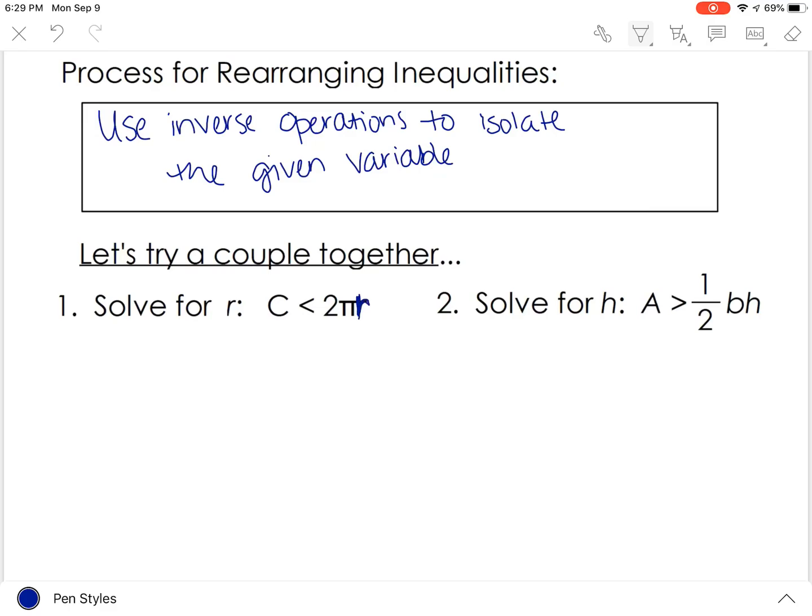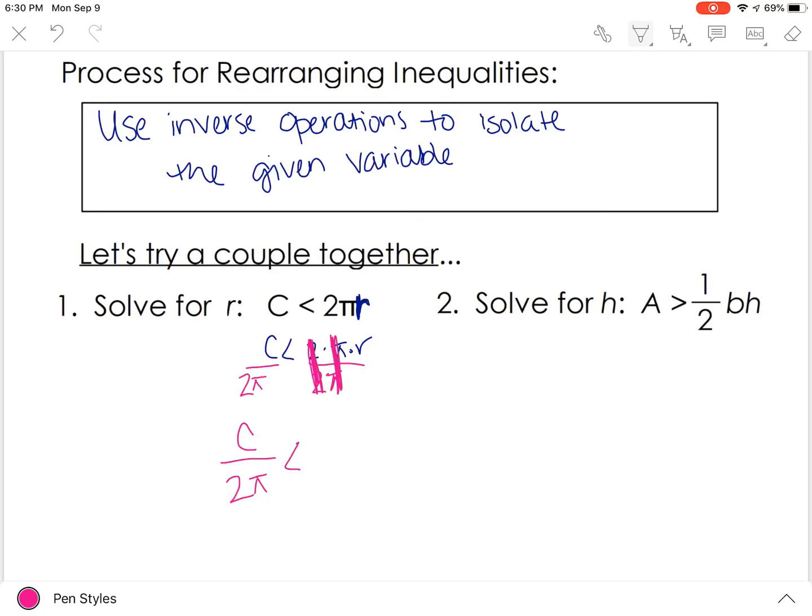r is what we want to solve for. Well, we are multiplying, right? All this is multiplying: 2 times pi times r. The inverse of multiplication is division, so let's go ahead and divide. I'm going to divide by 2 on both sides, and I'm also going to divide by pi on both sides. Since both of them are dividing, I can take care of all this in one step. C divided by 2 times pi, I can't simplify that at all, so I just leave it.